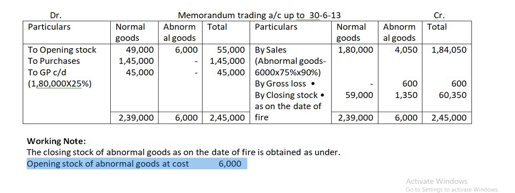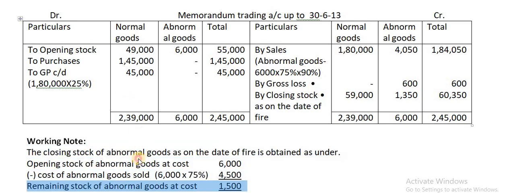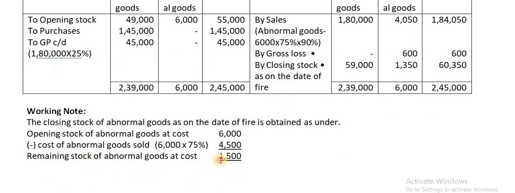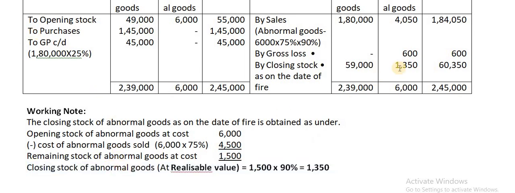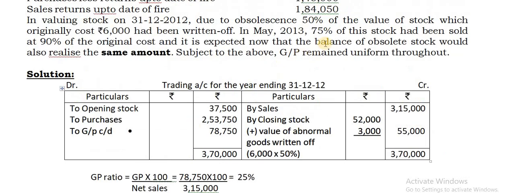Okay, so how it is being obtained, I'm giving you here. Opening stock of abnormal goods at cost is 6,000, minus the cost of normal goods sold, 6,000 into 75%. That is the original cost, 6,000 into 75%, so 4,500. Then the remaining stock is 1,500. This is the original cost, right? Then the closing stock, this is how you are going to get. See, it is given, the balance remains.